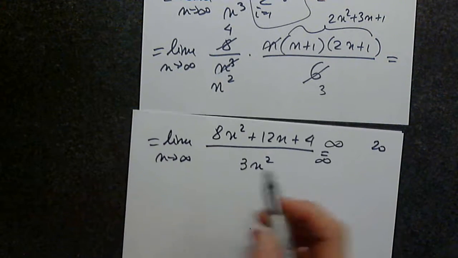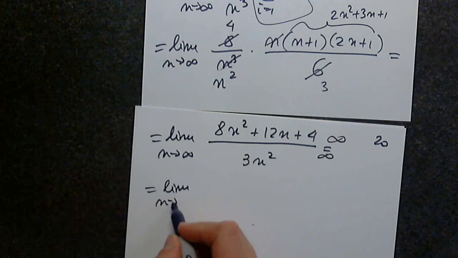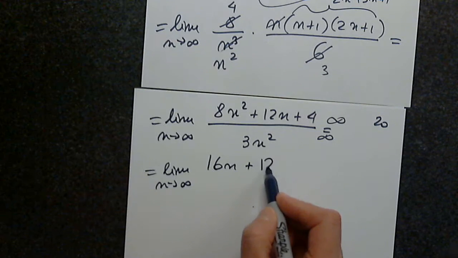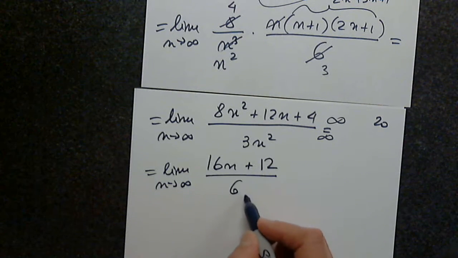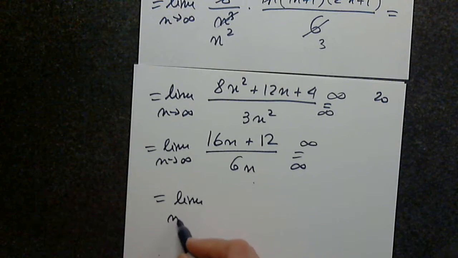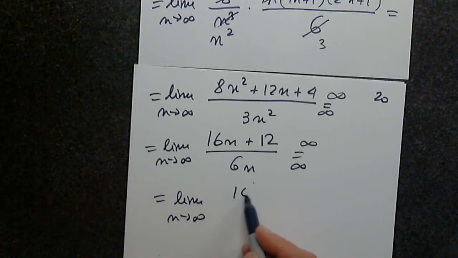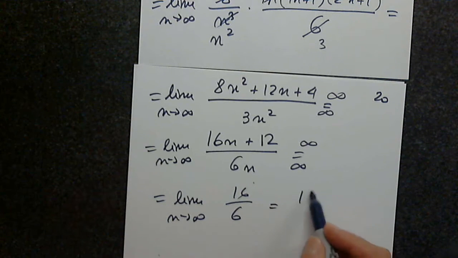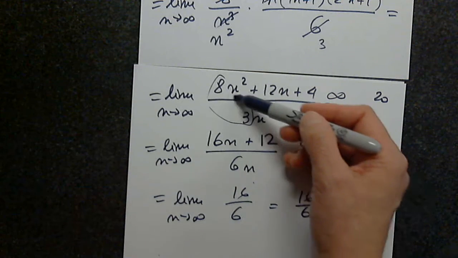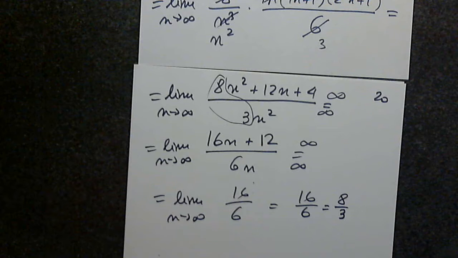It's a nice situation. We have the limit as n approaches infinity of 16n plus 12 over 6n. Again, it goes to infinity over infinity. So this is the limit as n approaches infinity of 16 divided by 6, which is 8/3. As we knew from the very beginning, because it's the same degree over the same degree. However, what is the answer? The exact area is 8/3.